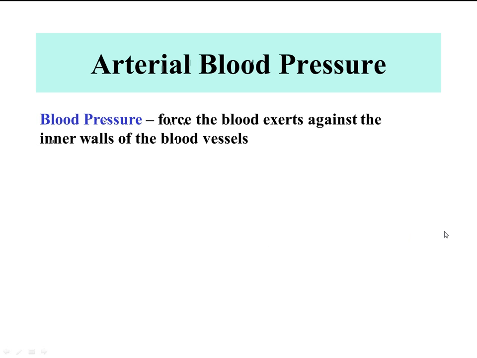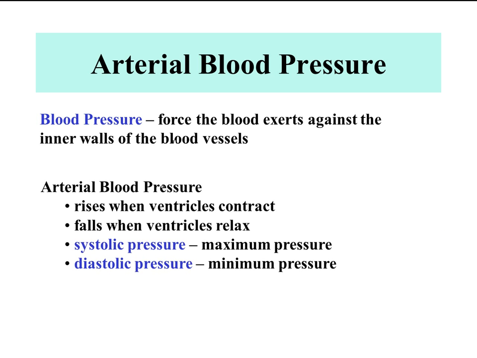Arterial blood pressure. Blood pressure is the force of the blood against the inner walls of the blood vessels. So it's the force the blood exerts against the inner walls of the blood vessels. Arterial blood pressure rises when the ventricles contract. When you have ventricular systole, the arterial blood pressure will rise. It falls when the ventricles relax. Remember, systole was contraction, diastole, relaxation.